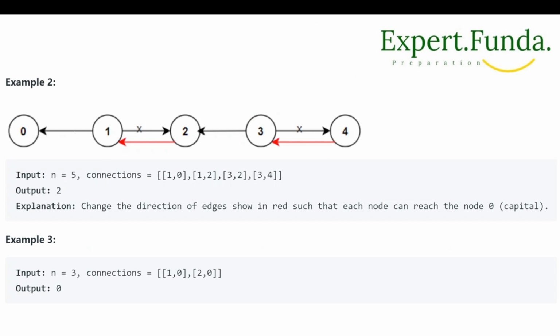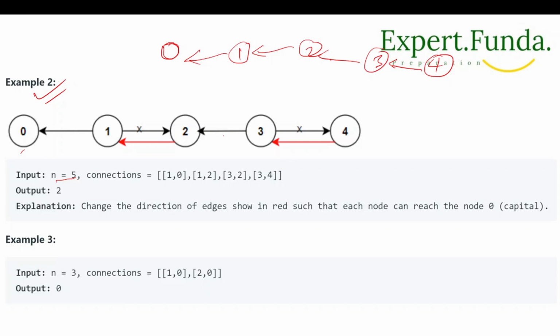Now we are going to understand example 2, in which we have given 5 nodes, right? So we will be marked from 0 to 4, correct? So this is our capital city, okay? Everyone wants to go to the capital city. If we have 1, 2, 3, 4, so first we will start from 4, it will go to 3, 3 will go to 2, 2 will go to 1, and then 1 will go to this one.